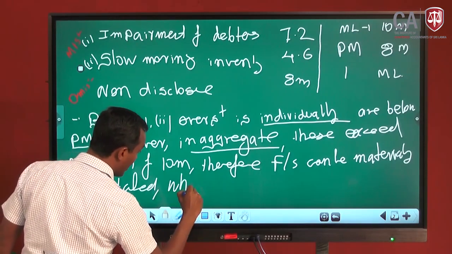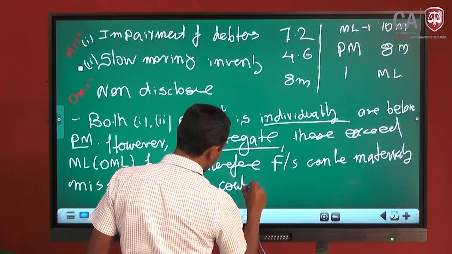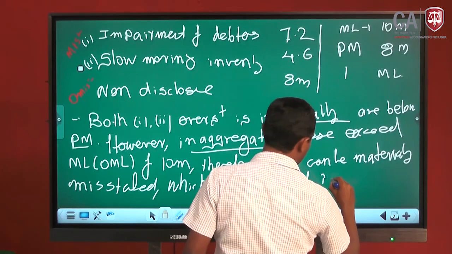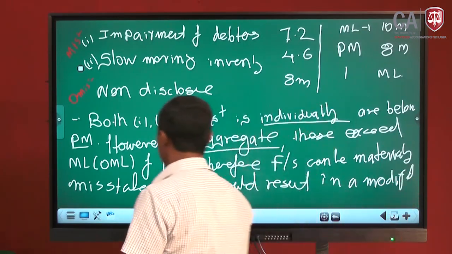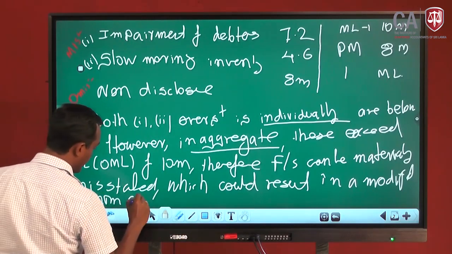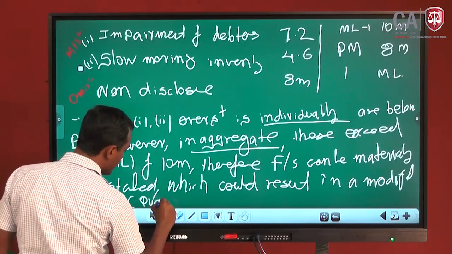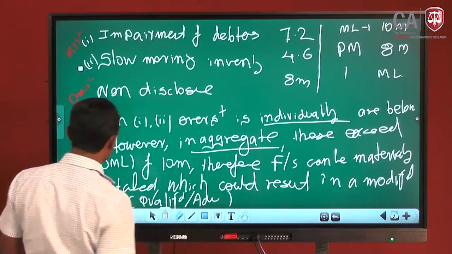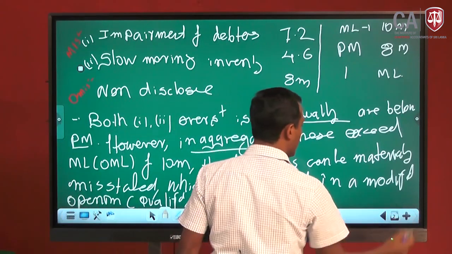Which could result in what opinion? Modified. When you say modified opinion, you can say within brackets, depending on the case, it's qualified or adverse opinion. Now this is one aspect of the answer, one aspect to say, in total it can be material.